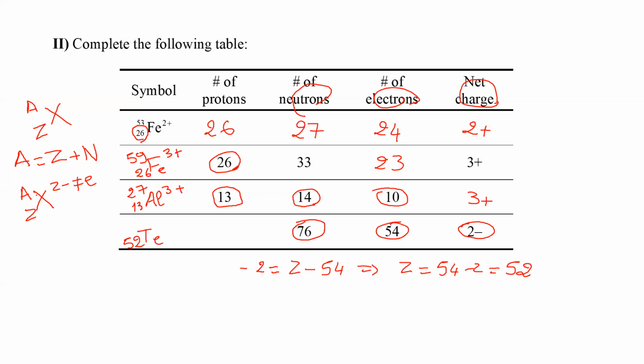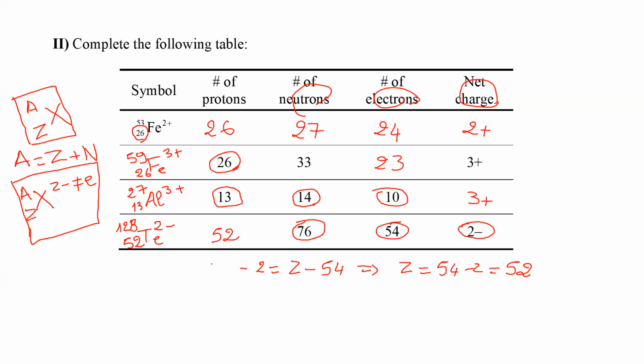The mass number A equals 76 plus 52. And if you compute it, it's going to be 128. And the net charge is 2 minus. Okay, so you can solve this problem easily using the periodic table, the relationship between A and Z, and also the relationship between the charge of the ion and the number of protons and electrons. Okay, so that's it for exercise number 2.